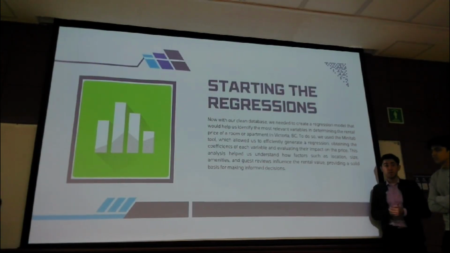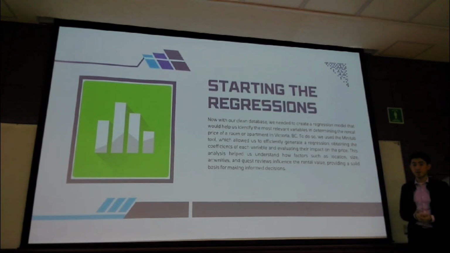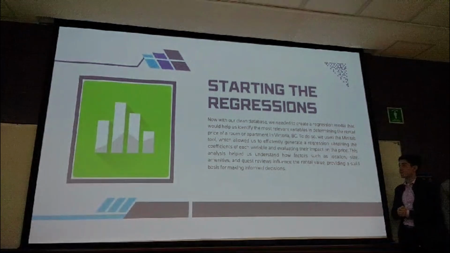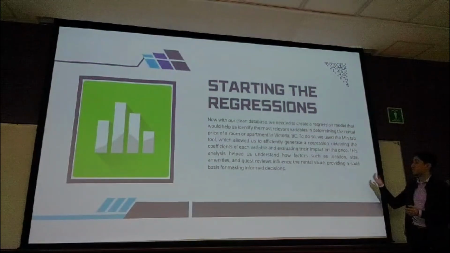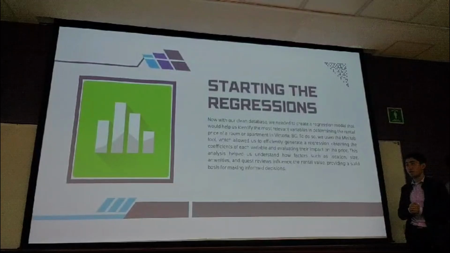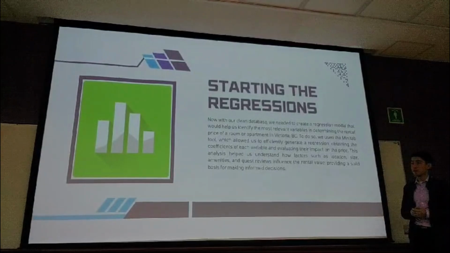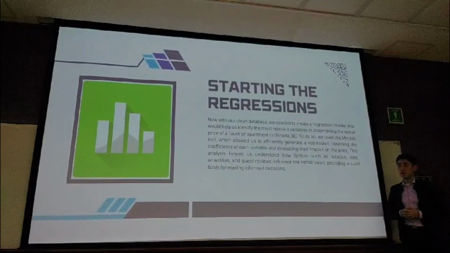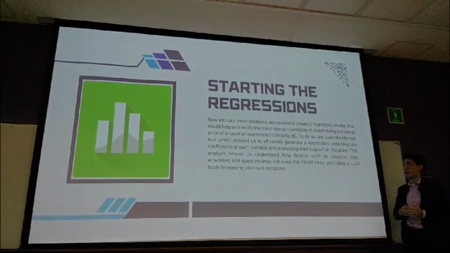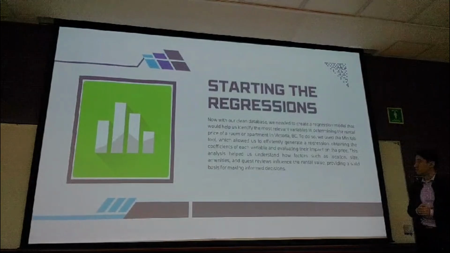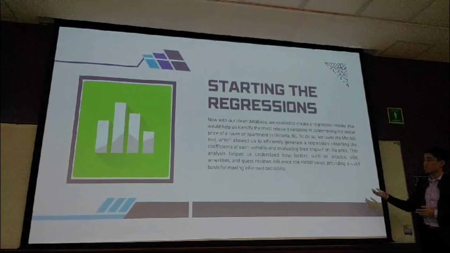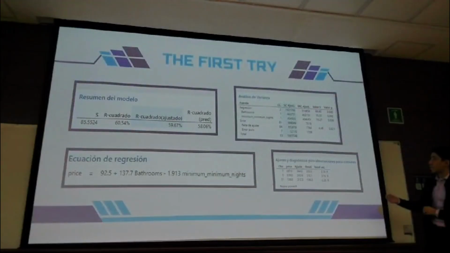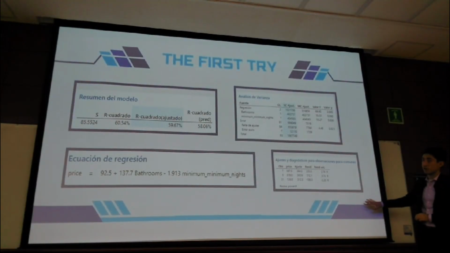So now we have the cleaned database. We have to make a regression with the tool Minitab. This regression will let us predict what is the price that the Roots can put on their apartment or their room, making a multiple linear regression. So here is our first try.